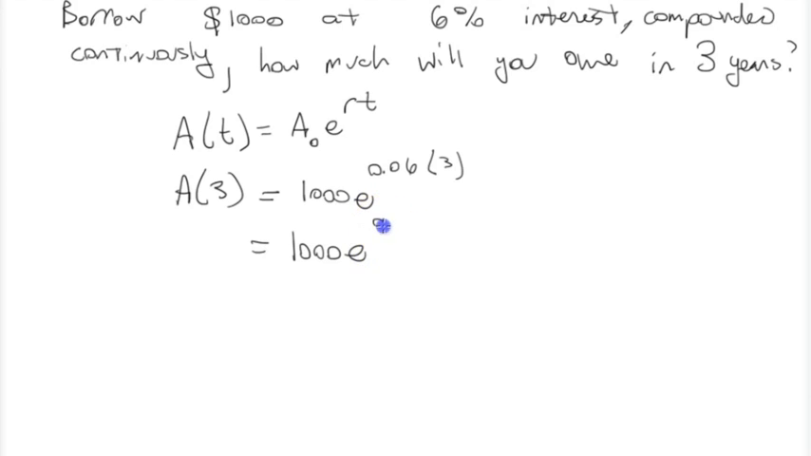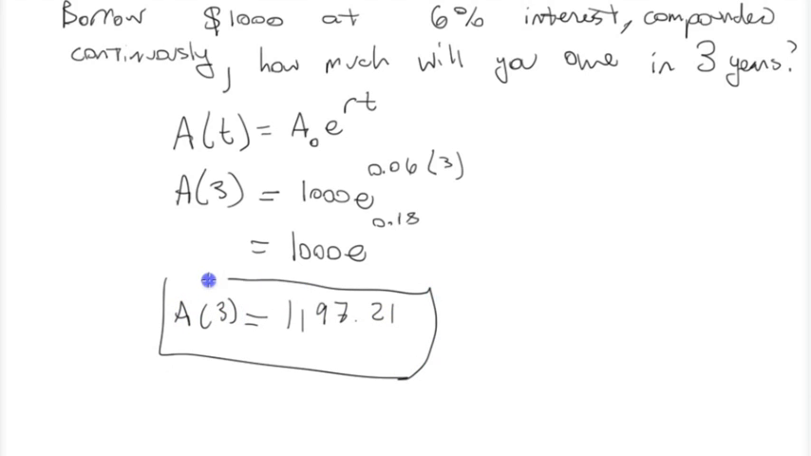1,000 times e to the 0.18, and then we can plug that in our calculator, and we will get $1,197.21, and that's how much you would owe in 3 years at that rate.